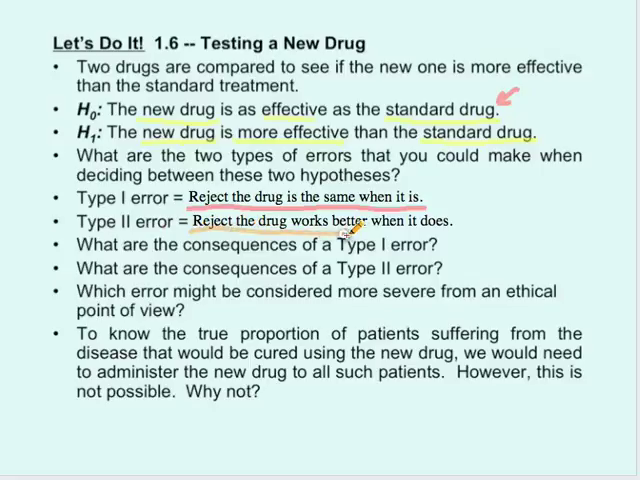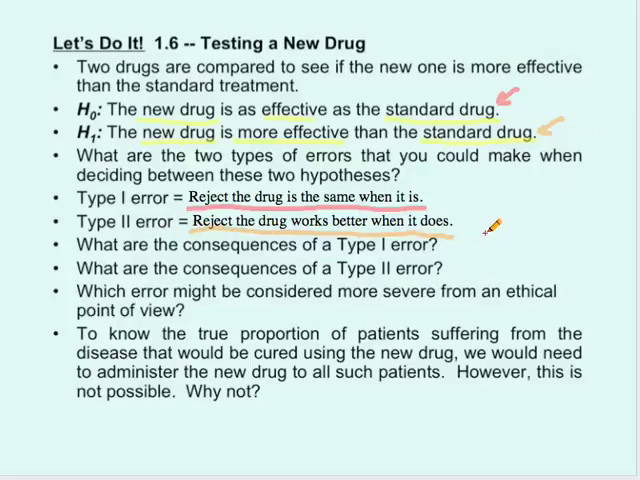A type 2 error is rejecting the alternate when in fact it was true. So if we rejected the alternate when it was true, we reject that the new drug is more effective than the standard drug when in fact that's the truth of the situation. In this case, we could be withholding treatment from patients that could be better at fighting the disease.